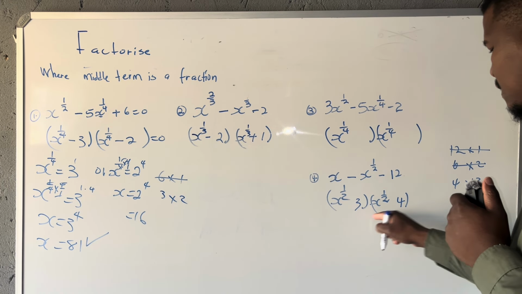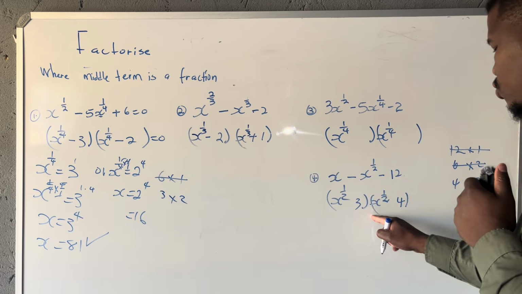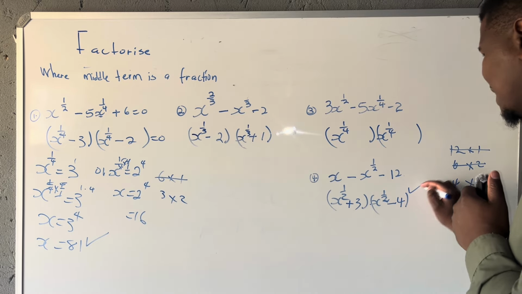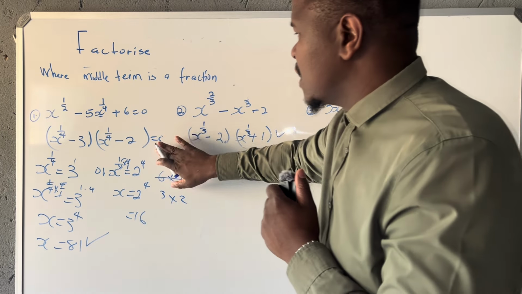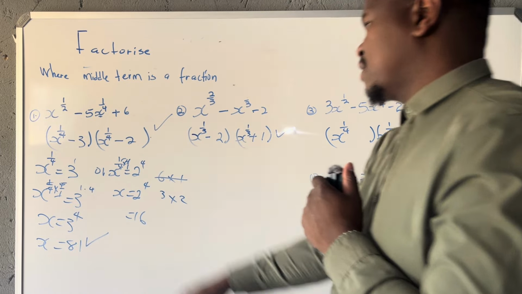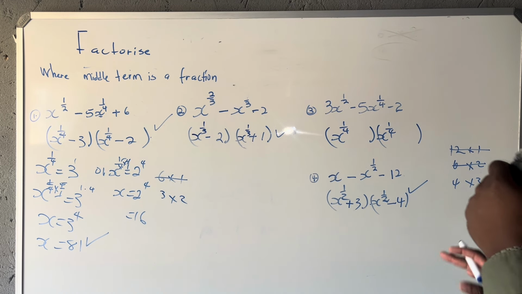Now, let's look at the signs. My middle term is negative. The bigger one between the two must take the sign of the middle term. So I'm putting minus there. I'm putting a plus. That's it. We factorized. Let me cancel this so that there's not an equation anymore. So obviously, the first one I was trying to solve, but now I'm showing you how to factorize. That is the key thing.